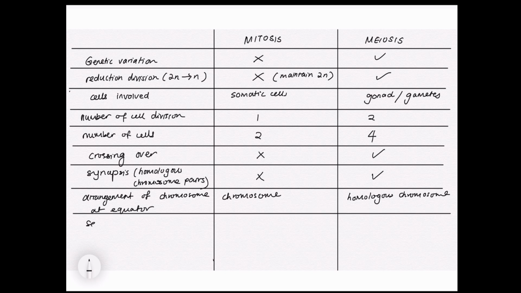Then the separation of the chromosomes during anaphase. So how do they differ? As you can recall, since the chromosomes are lining up in pairs as homologous chromosomes in meiosis, when they separate, it is the pair that is being separated, pulled by spindle fibres. In mitosis, it is the chromatids that are separating.